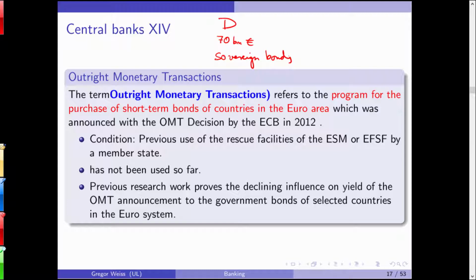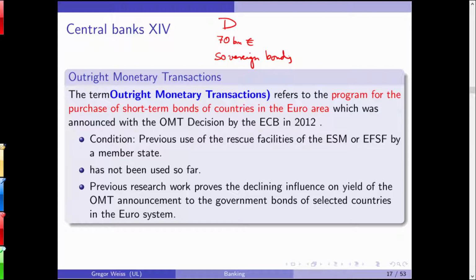But it did not buy those bonds directly from the state, but it bought up the bonds on the secondary market. This is the small distinction why the quantitative easing and the asset purchase program of the European Central Bank is not as controversial as outright monetary transactions would be. And the interesting idea now is that by simply announcing that the ECB would do whatever it takes, it so far was not required to do so.